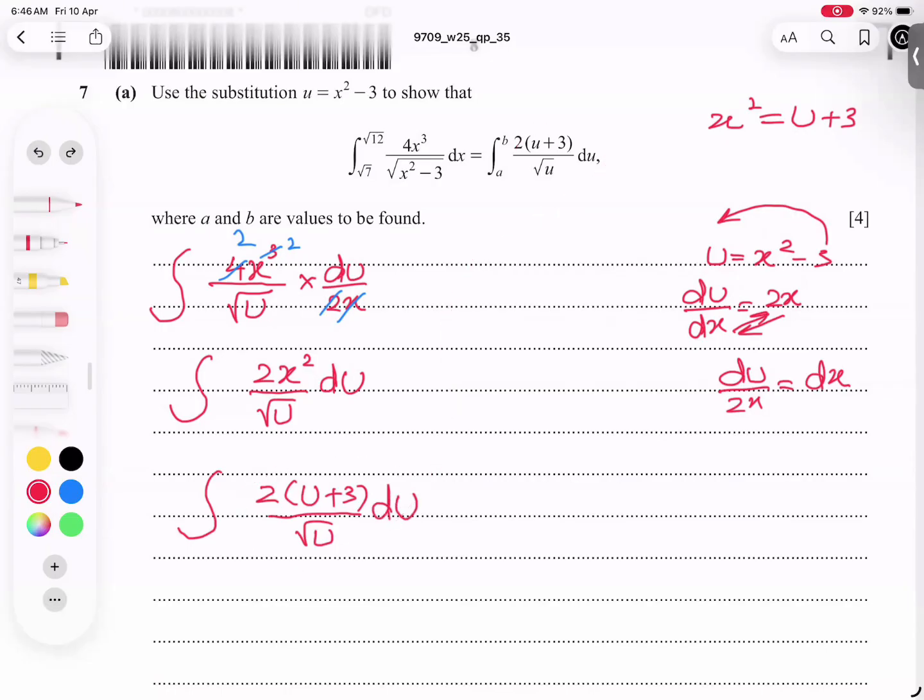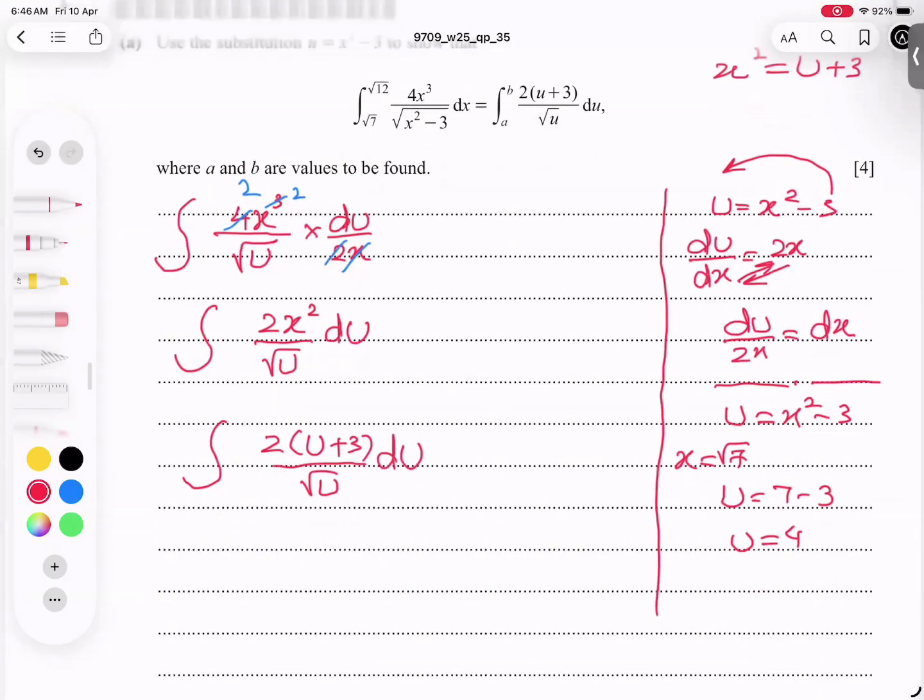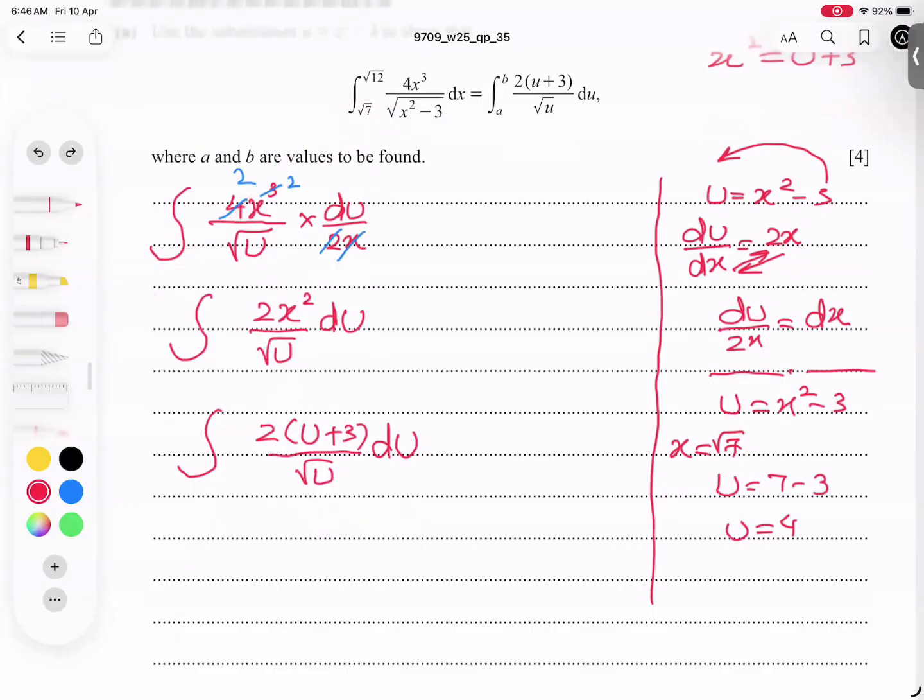The only part left is the limits. So now I'll do the limits also. Same substitution criteria I will use here, but I will plug in root 7 first. So the first x value is root 7. So u equals, due to the square root cancelling out, 7 minus 3, we get 4. So in place of root 7, I can replace it by 4.